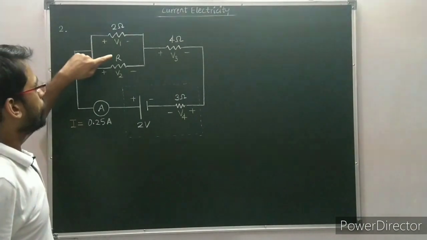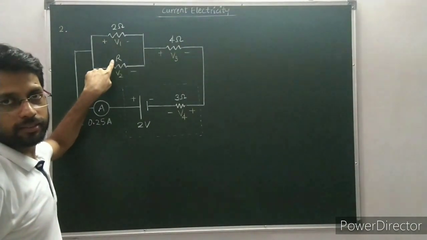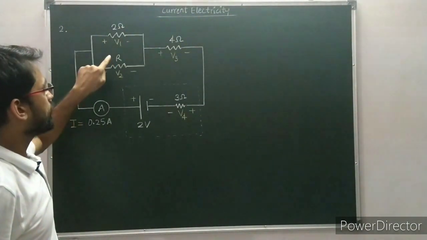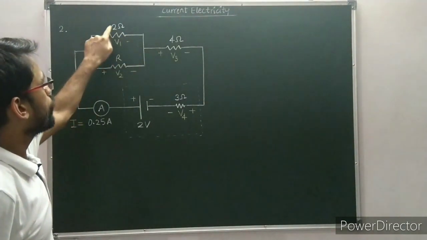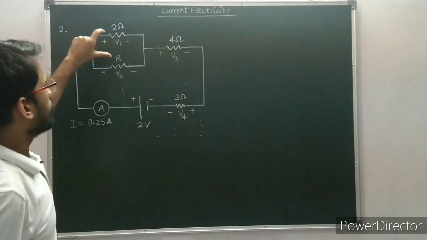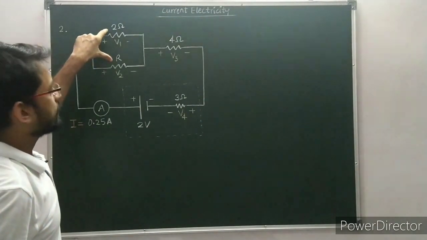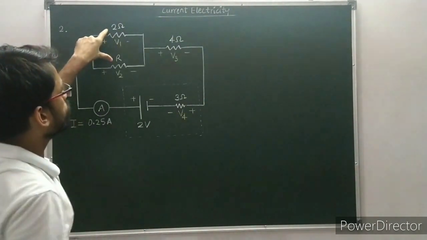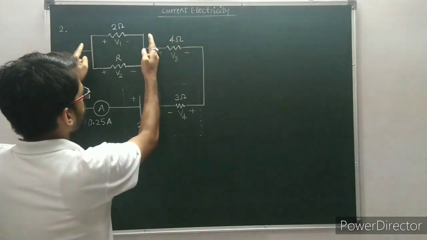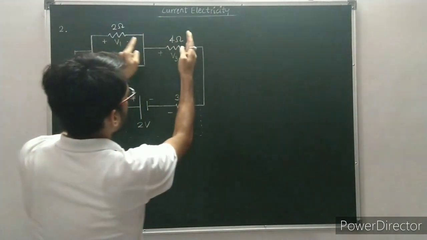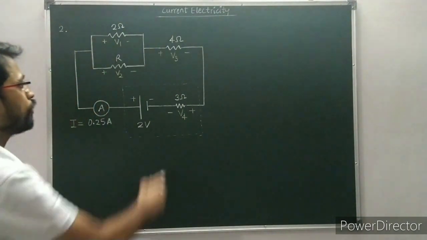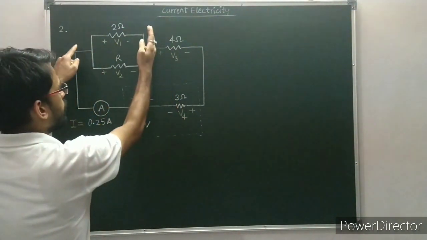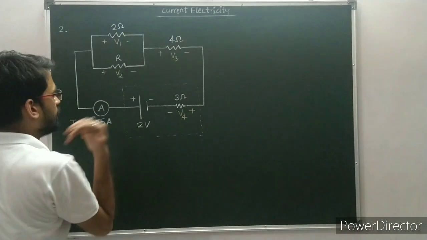And we have one unknown resistor having resistance R, and two known resistances 2 ohm and 4 ohm. The unknown resistance is connected in parallel with 2 ohm, and this parallel combination is connected in series with 4 ohm and 3 ohm. Okay, 4, 3 and this parallel combination are connected in series.